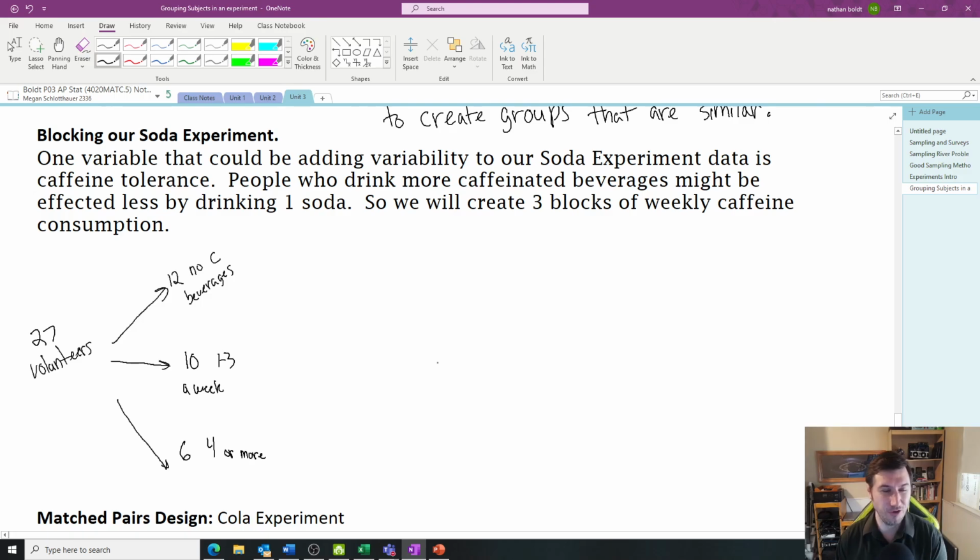But then from there, I now randomly assign everybody to what group they're going to be, all right? Randomly assign. You still have to have a random assignment.